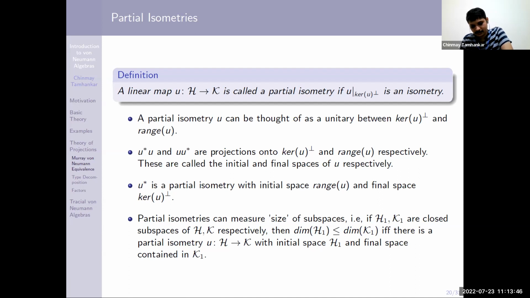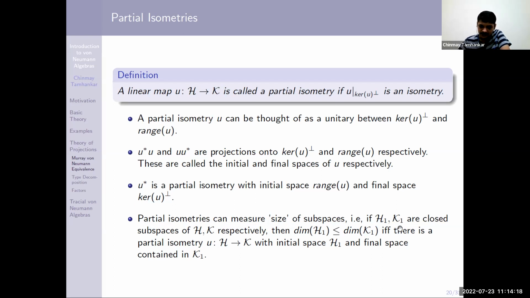So this partial isometry can be seen as being a unitary between the initial and final space, and outside the initial space it is zero. And what we can see is that U star will also be a partial isometry, such that the initial and final spaces are flipped. And these partial isometries can in some sense measure the size of subspaces.